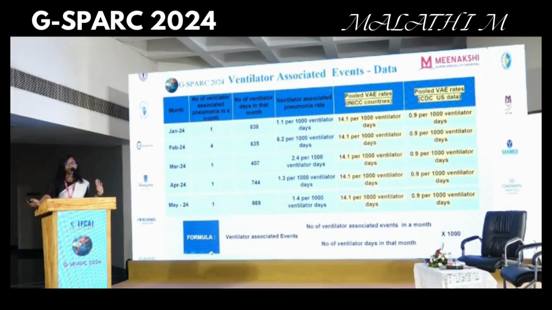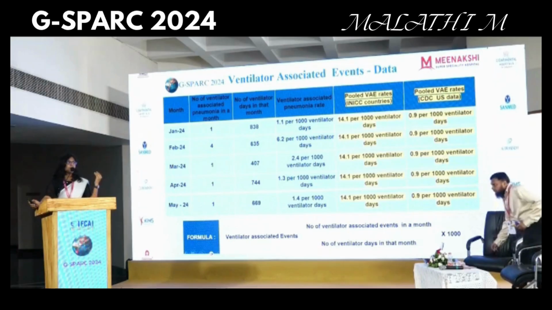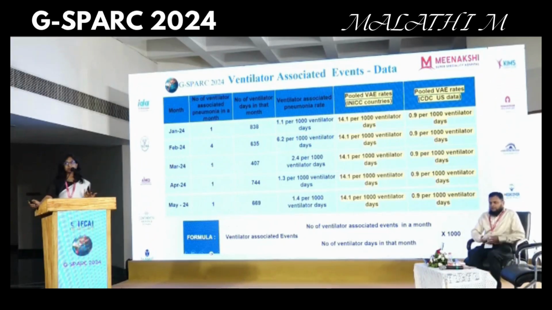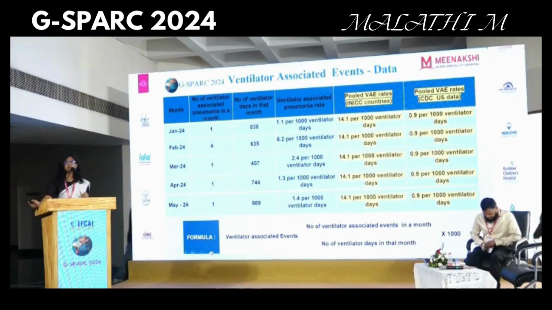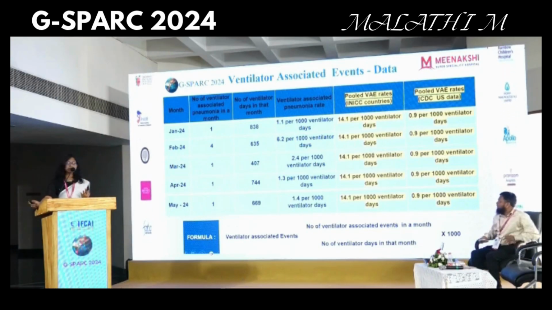This is one of our data in the last year. So every month when you present, always present the previous month's data, compare it with your CDC and INIC and Indian benchmarks. And like you can see in the February, we had an increased VAE. So why is there an increase in VAE? Is it because of new staff? Is it any issues or any cross-contaminations? So that you have to do the root cause analysis.